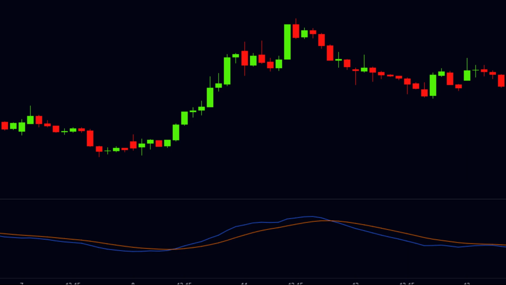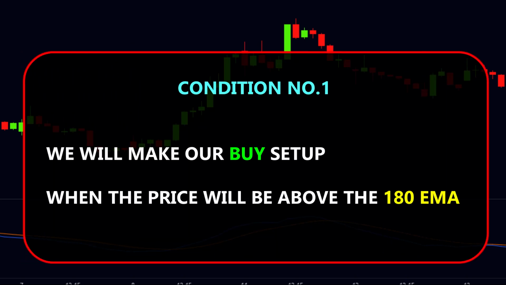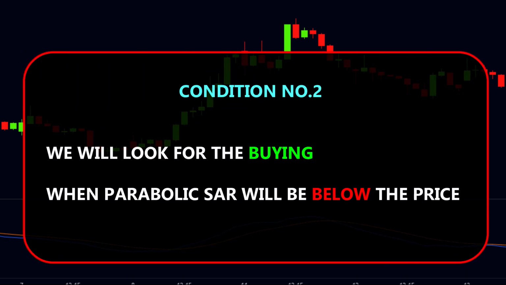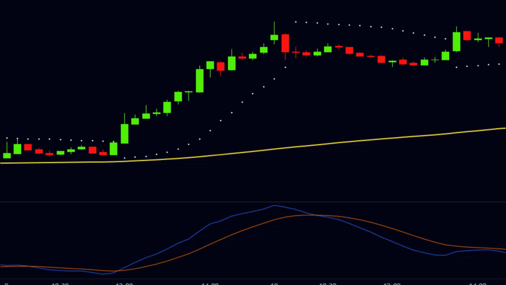Now first, let us understand the conditions for the buy setup. Condition number 1. We will make our buy setup when the price will be above the 180 EMA. Condition number 2. We will look for the buying when Parabolic SAR will be below the price. Condition number 3. We will make our buy entry when bullish crossover happens. Let us understand with an example.